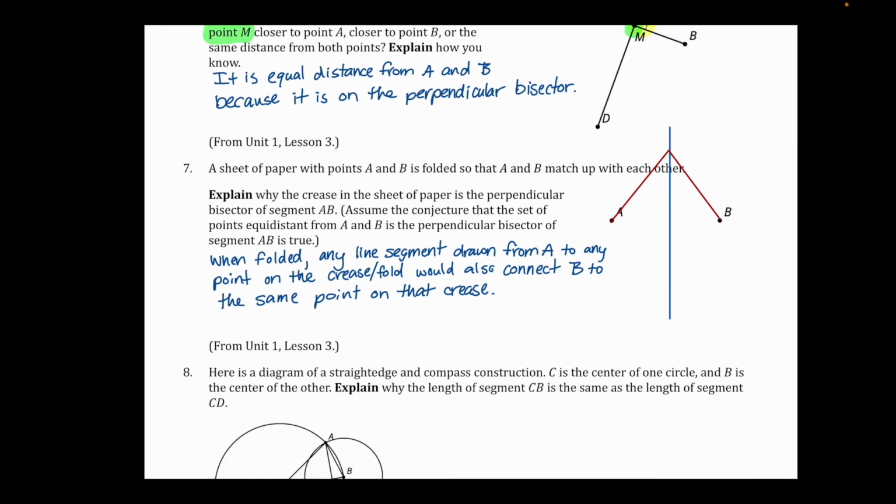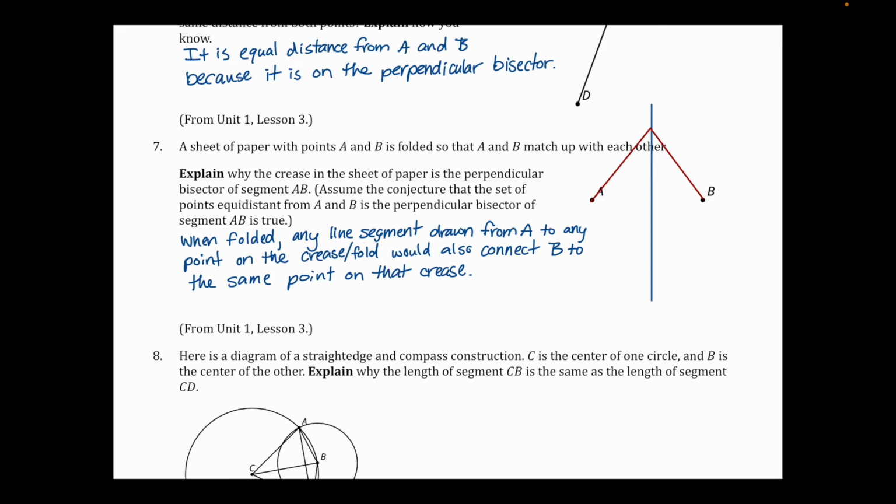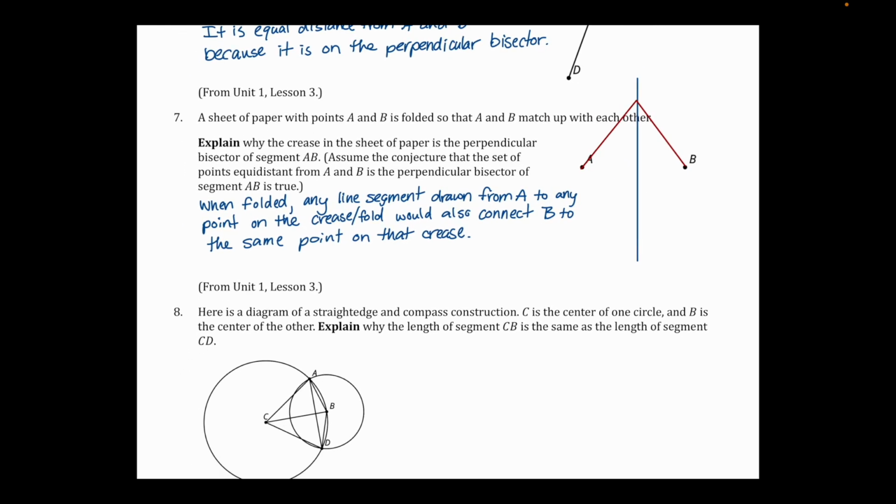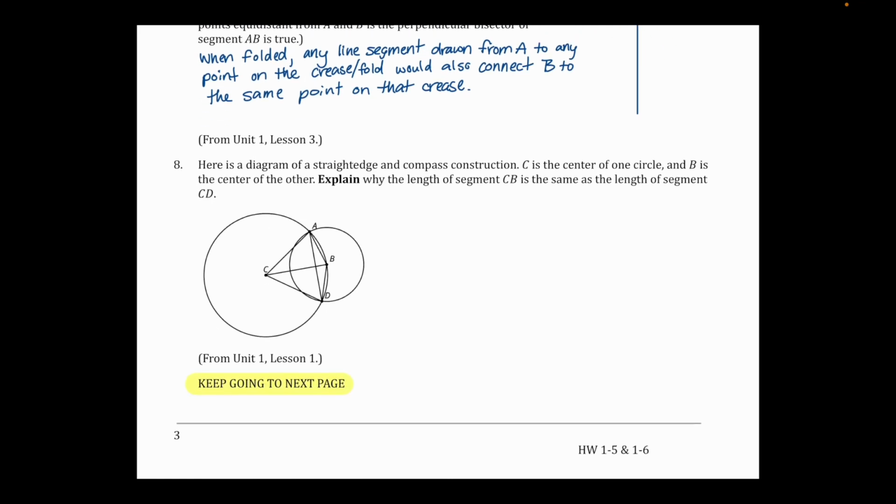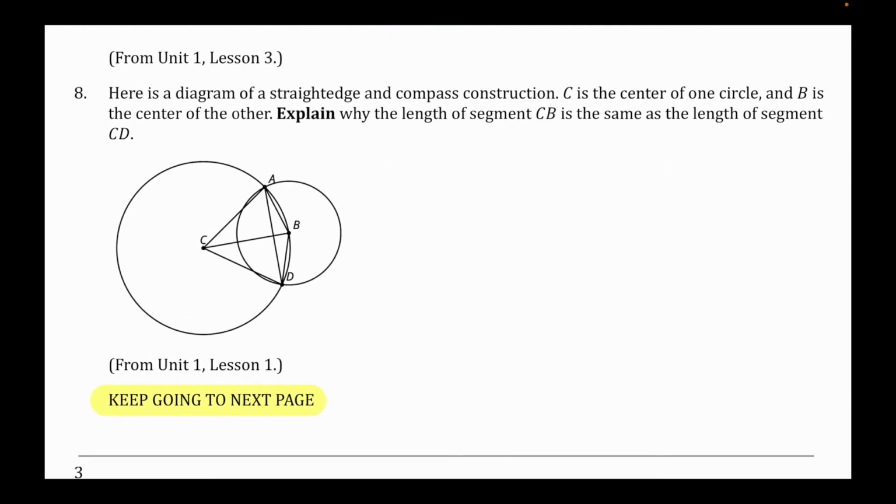So I appreciate you sitting through my long-winded explanation for question 7. It's a little bit tricky. So let's look at question 8, and then we still have a couple questions from lesson 6. I know this homework assignment is probably the longest one we've had yet. Here's a diagram of a straight edge and compass construction. C is the center of one circle, and B is the center of the other. Explain why the length of segment CB is the same as CD.